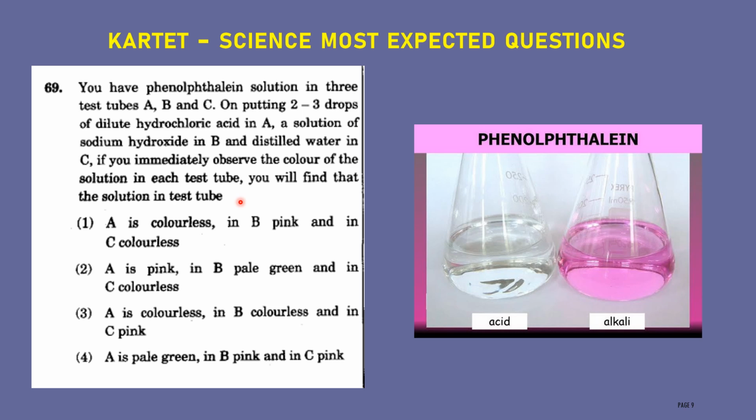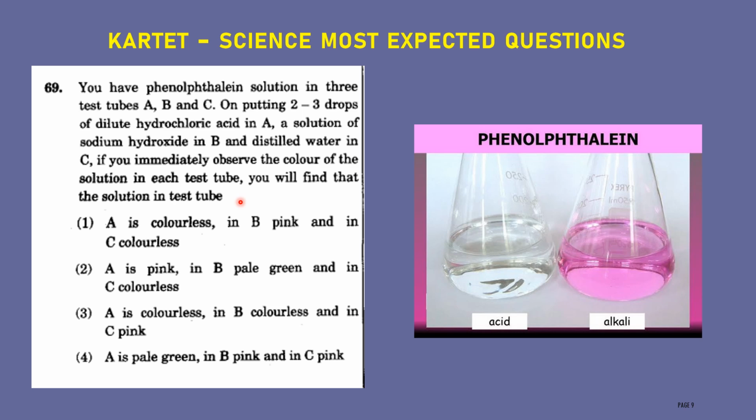Take 3 different test tubes. In test tube A, take hydrochloric acid. In test tube B, take sodium hydroxide. In test tube C, take distilled water. In all 3 cases, add 2-3 drops of phenolphthalein indicator. Then immediately, what are the changes in the color of the solution? They are asking this question.